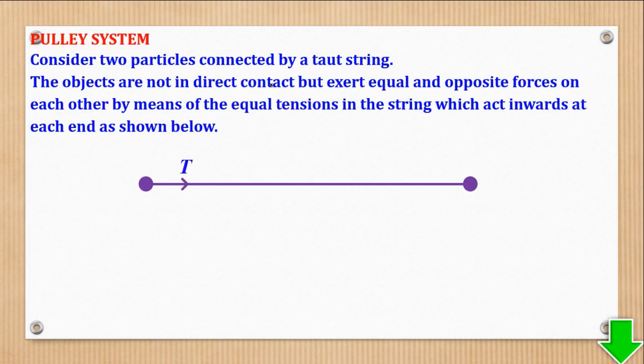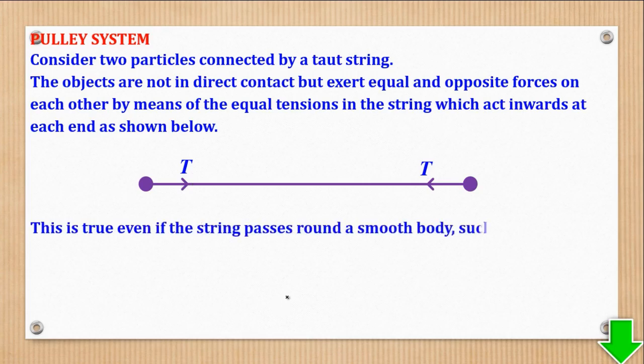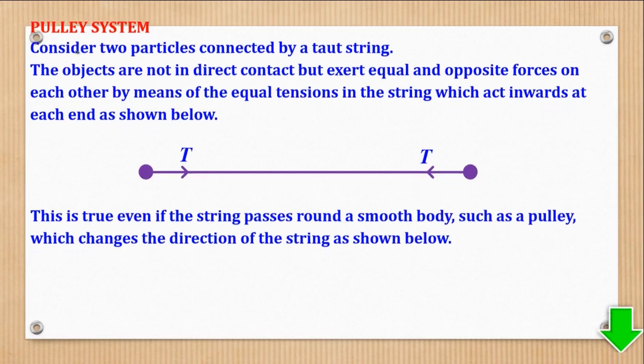So because the string is tight, there will be tension. And what you should notice is that 1, the arrows are facing each other, and 2, the values of tension are the same. So if you draw something like this, it is not okay because they are facing away from each other. If you draw something like this, it is also not okay. Something like this, it is also not okay. So they must be facing each other. And this is true even if the string passes round a smooth body such as a pulley, and that is our interest. So let's try to show it here.